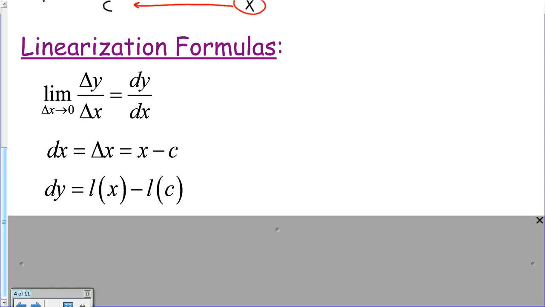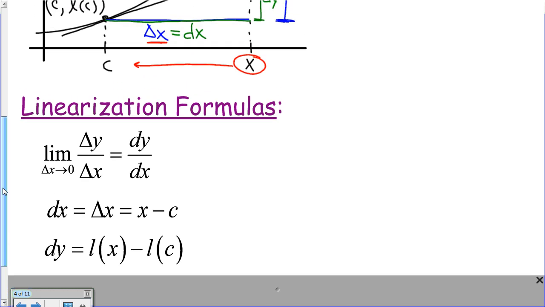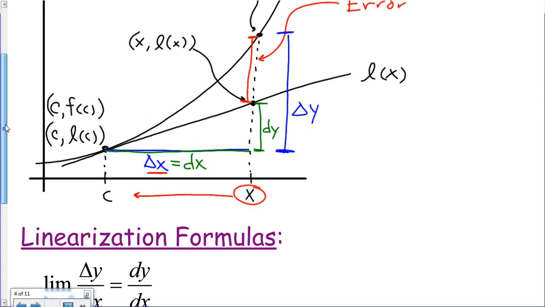All right, the next one here is dy. Now remember, dy is the difference in the linear function values, the difference in the y values in my linear function. So if I take the linear function at x minus the linear function at c, that should give me dy. Let's go back up here so you can see where that calculation is coming from.